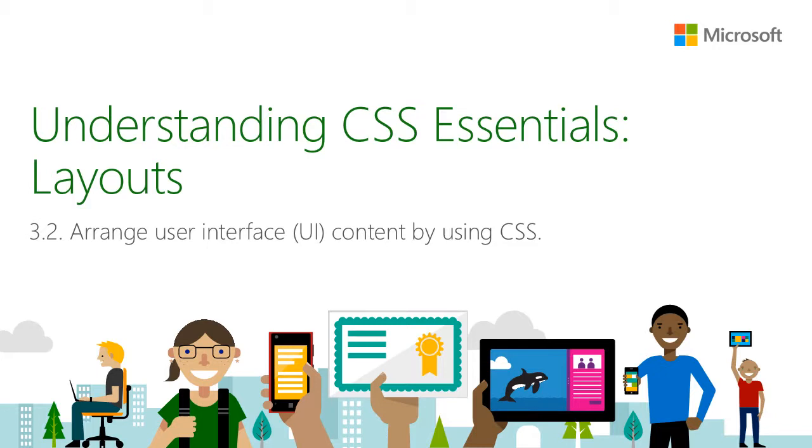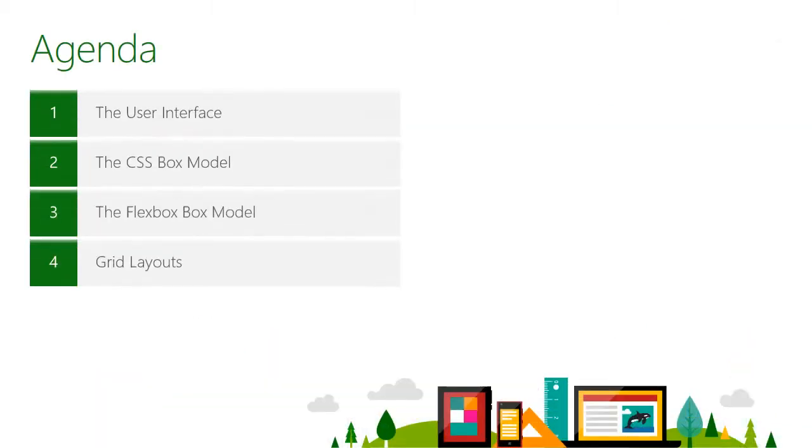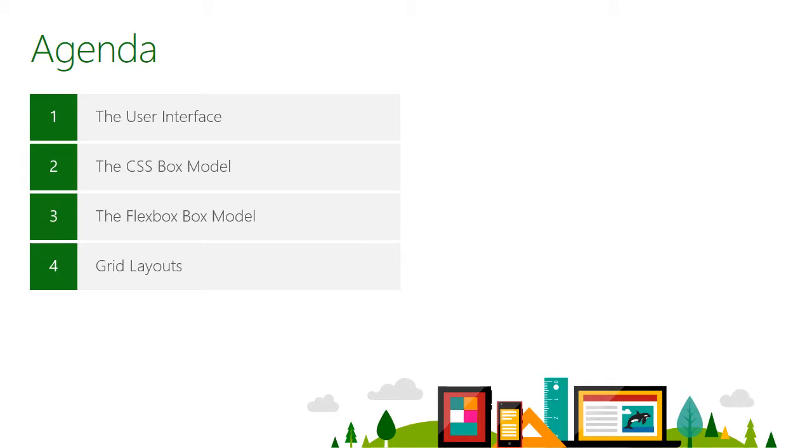Understanding CSS essentials, we're going to be looking at layouts and how to arrange the user interface content using CSS. This is the agenda. First off, we're looking at the user interface, then we'll be looking at the CSS box model, then the flex box model, and finally grid layouts.